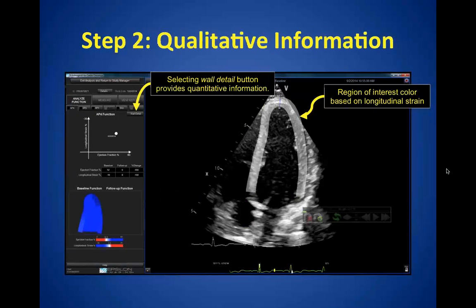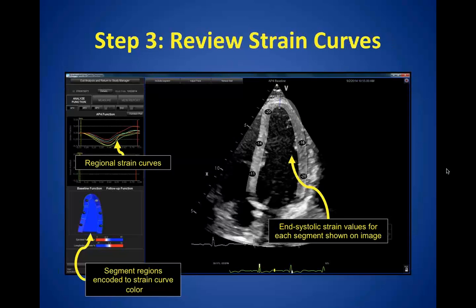Step 2 is to review the qualitative information by region of interest. It's color-based with Epsilon. The systolic color is blue. You can also select the wall detail button, and that provides further qualitative information that's broken down into 6 segments.